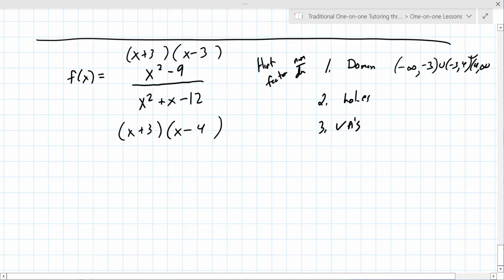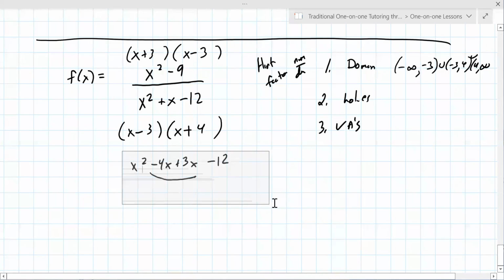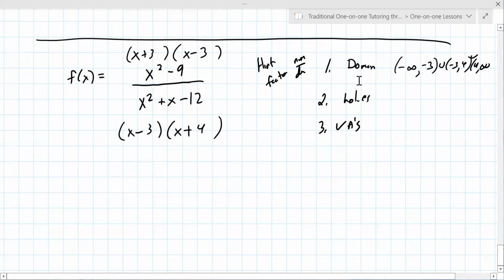Okay, so we got a problem here. When you FOIL this on the bottom, you're going to get x squared minus 4x plus 3x minus 12. Oh, yeah, I wrote the equation wrong. I wrote negative x instead of positive x. So it should be minus 3 plus 4. Okay, and then you know that does affect your domain.